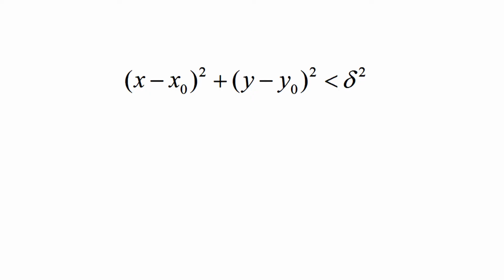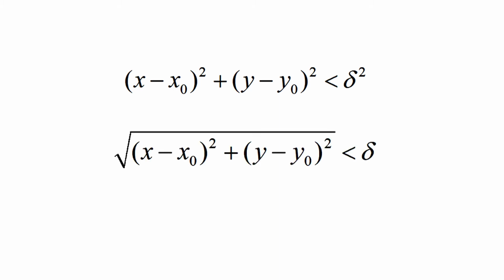Noting that the open disk having radius delta and centered at (x naught, y naught) is given by (x minus x naught) square plus (y minus y naught) square less than delta square, or by square root of (x minus x naught) square plus (y minus y naught) square less than delta.